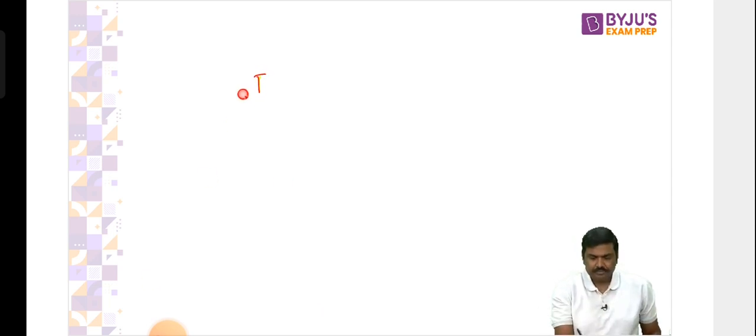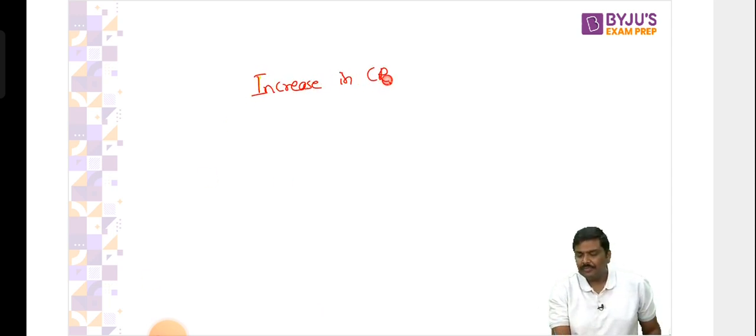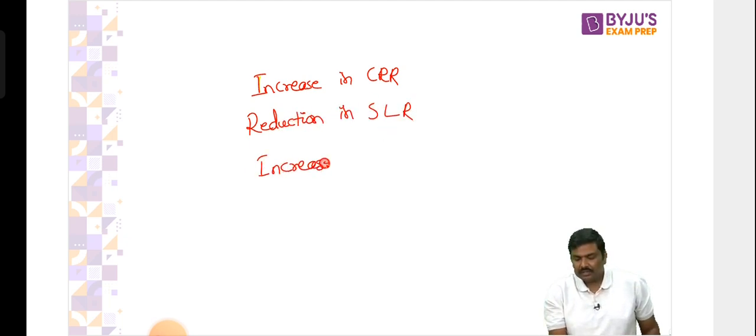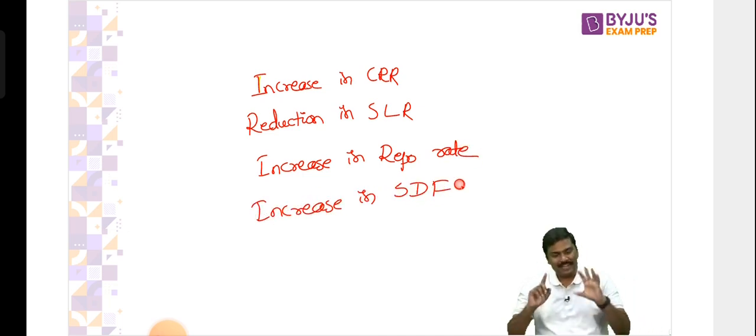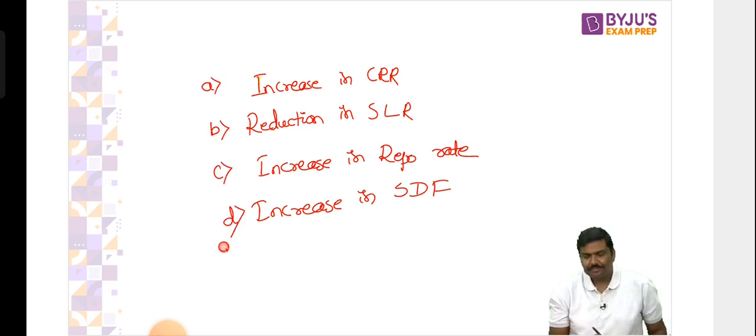Increase in CRR, reduction in SLR, increase in repo rate, increase in standing deposit facility. This is where some students will get stuck. Let's see. A, B, C and D.